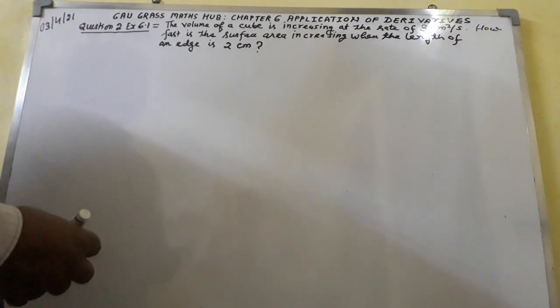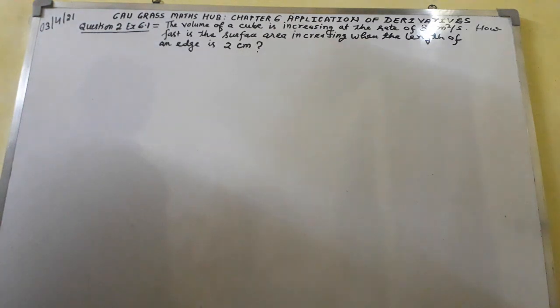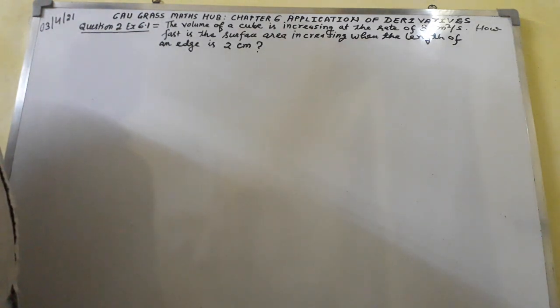I am going to explain question number 2, exercise 6.1. The question is, the volume of a cube is increasing at the rate of 8 centimeter cube per second. How fast is the surface area increasing when the length of an edge is 2 centimeter?